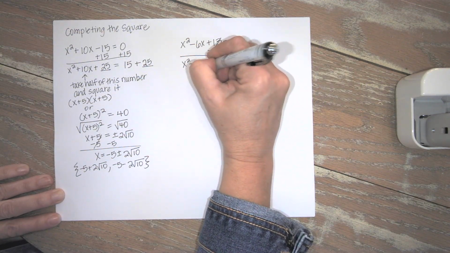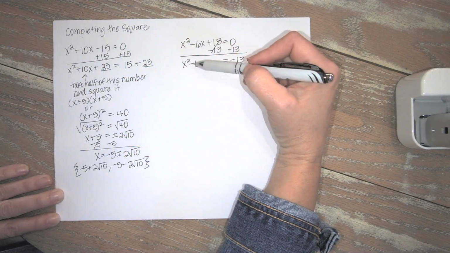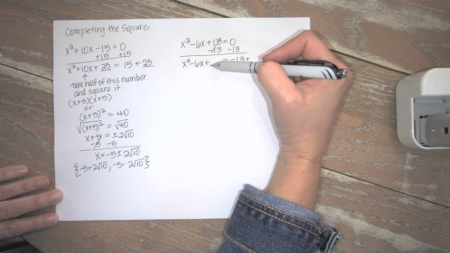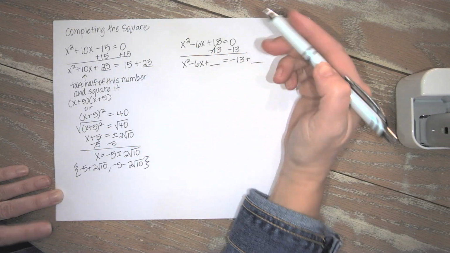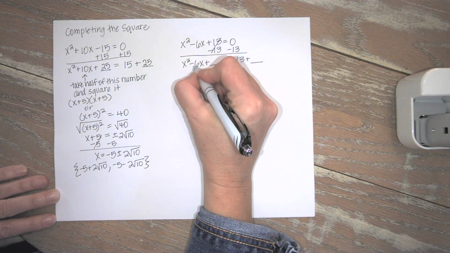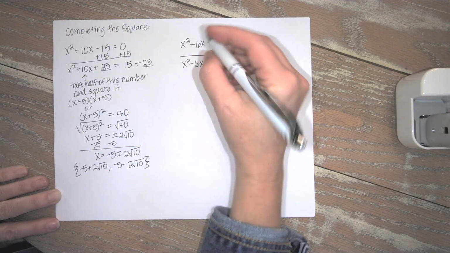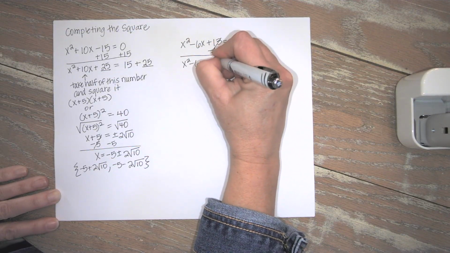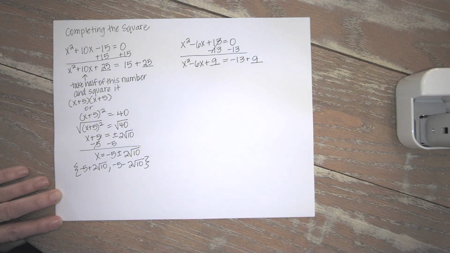Again, we're going to add plus blank and plus blank. It's always going to be plus, because when we square a number, it will always come out positive whether the number was negative or positive. So we're going to take half of negative 6, which is negative 3. But when we square a negative, negative 3 squared is positive 9. So we're going to have positive 9 there and there.